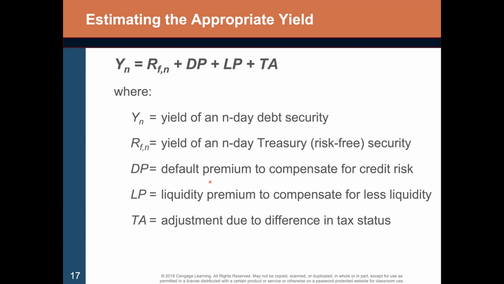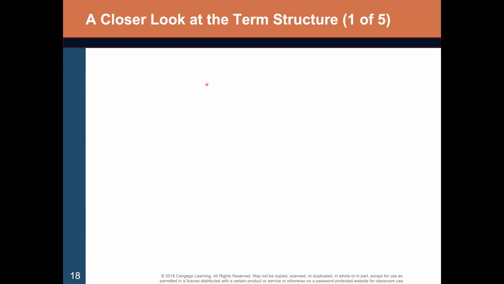Plus our default premium to compensate for credit risk, plus our liquidity premium to compensate for less liquidity, and then our adjustment due to difference in tax status. So these are the different things that make up our yield. So we start with the risk-free rate, and then we add premiums because of different types of risks that are associated with debt securities. So that's the way we would estimate a yield.